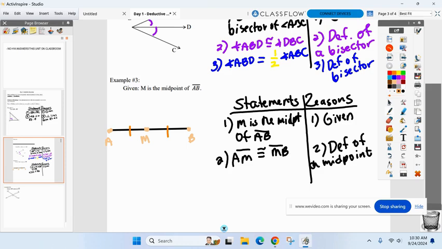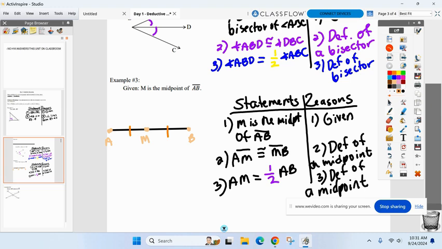I'm going to have you write one more thing up here too, similar to what I had you write for number 2. AM is equal to not AB, but 1/2 AB. Yes, I want you to try to get in that habit. If something's being cut in half, tell me it's 1/2 the length. And this would also be definition of a midpoint. And could I have used MB instead of AM? Yes, I could have. Same thing.